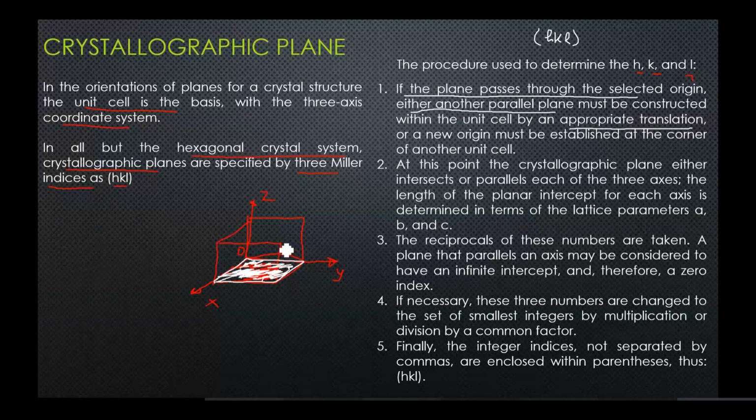This is the complete unit cell. The first thing is, if the plane that you have selected is passing through your origin, either you select a new origin within this unit cell so that the plane is not passing through the origin, or you translate this plane by an appropriate translation. Let's say I translate this plane. Right now, is the plane passing through the origin or not?